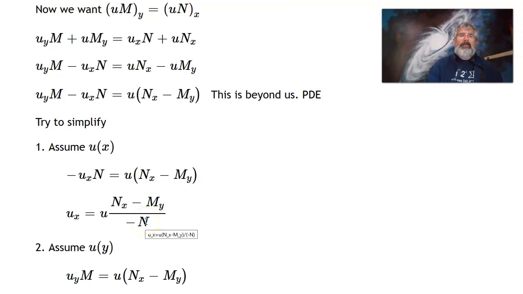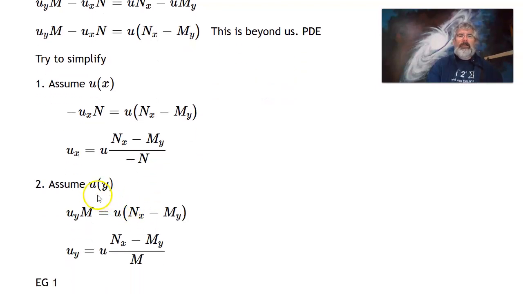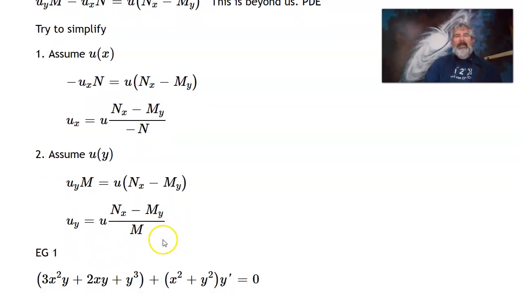Likewise, if we assume that u is just a function of y, but not x, then the partial of u with respect to x would be 0, and this equation simplifies to this. And again, solving for the partial of u with respect to y, we get something that looks like this, which, if this was just a function of y, would be a separable differential equation or first order linear differential equation in u and y.